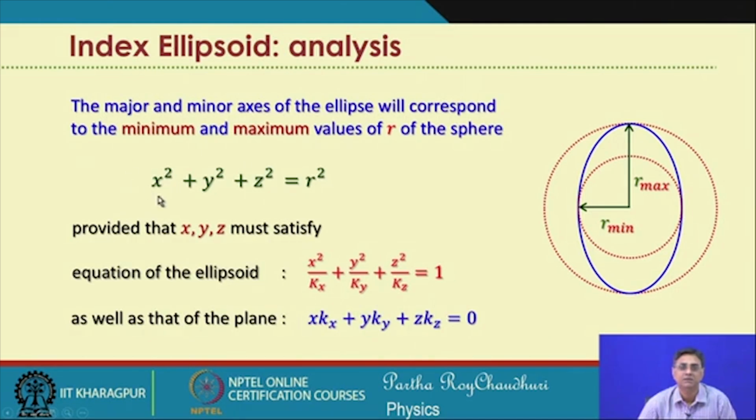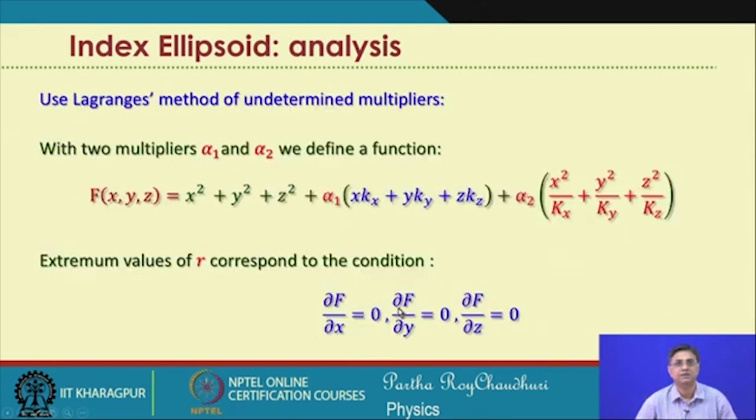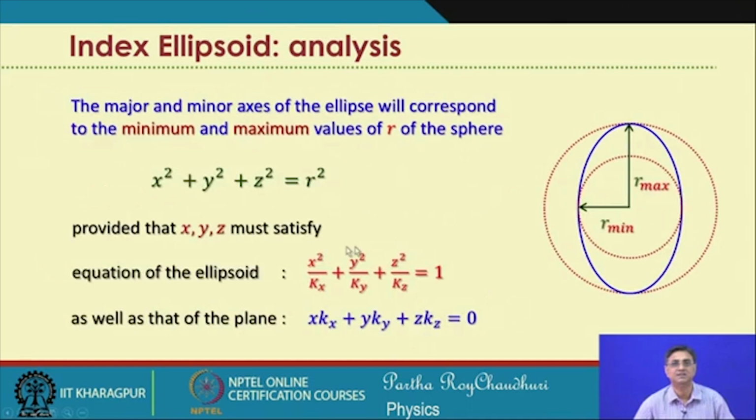So, we have an imaginary sphere. This will correspond to 2 spheres, which will give you the value of r max and r min, and the spheres will simultaneously satisfy these 2 equations. So, we can write a function which involves all the 3 conditions: that there is a sphere, there is the equation of an ellipsoid and the equation of a plane.